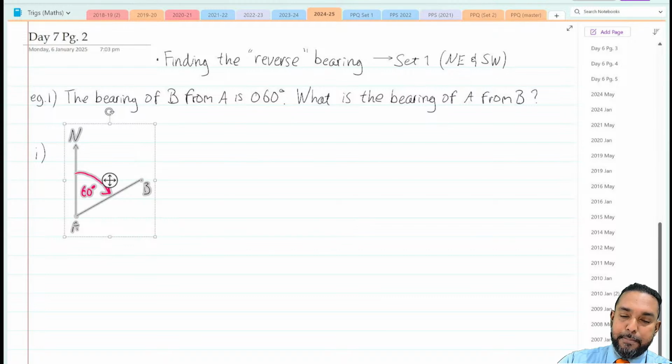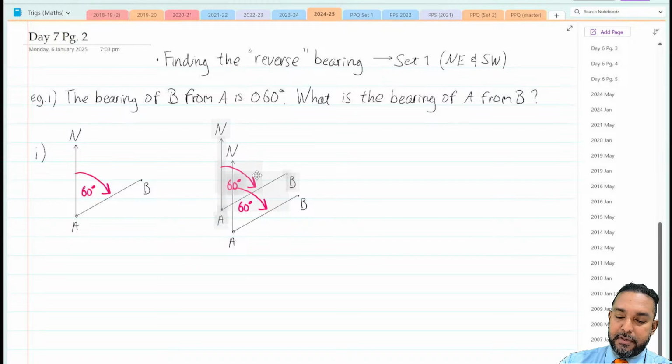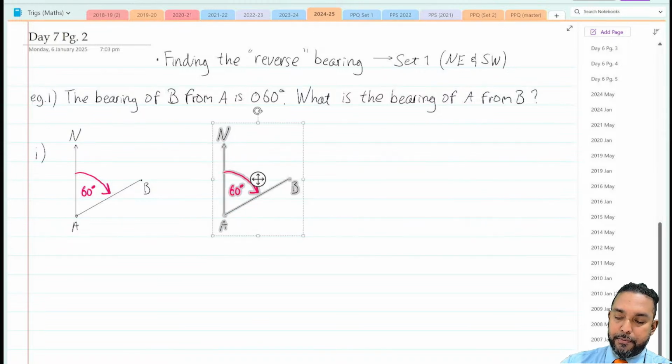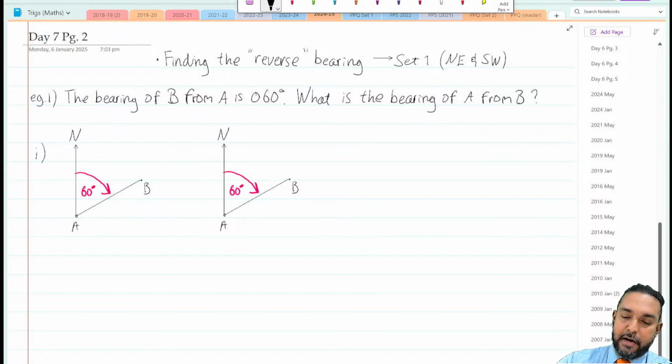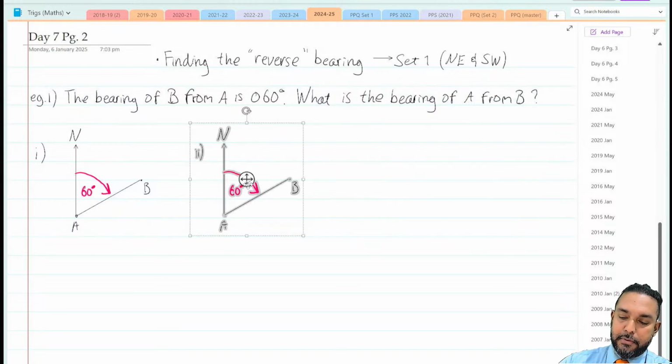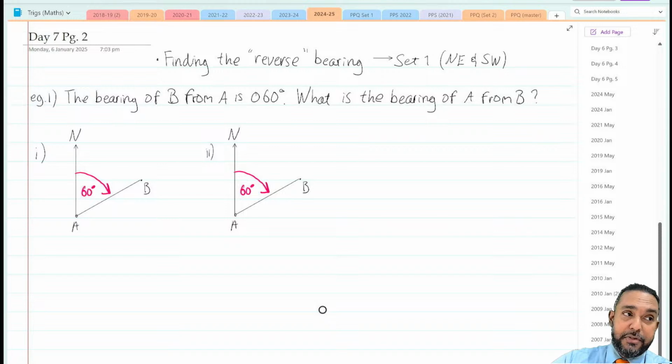B is now the starting point, which means that we have to draw a north line at B now. All right, so in the second diagram in the series, let's shift it across a little bit more. So what we need to know is we have to now draw a north line at B. And we have to put in the angle, the clockwise angle.